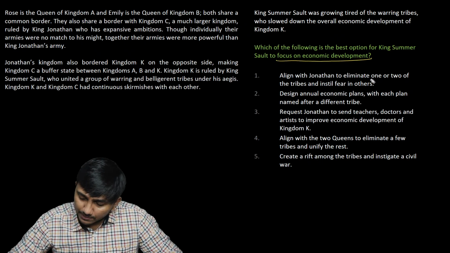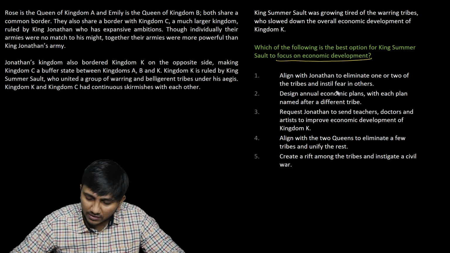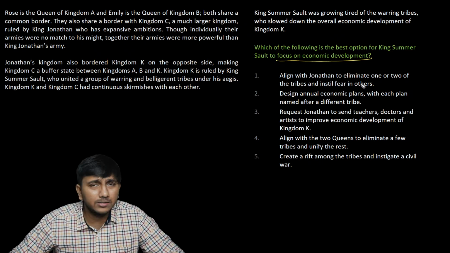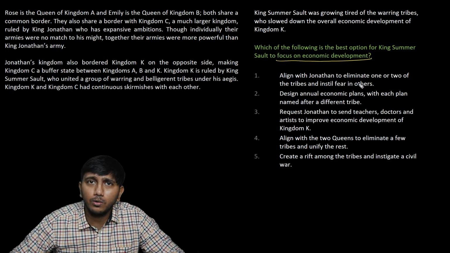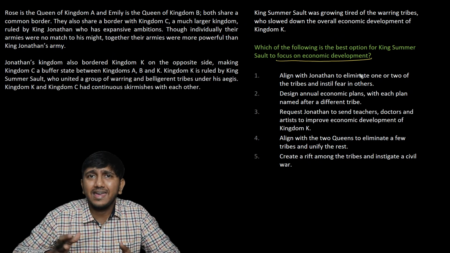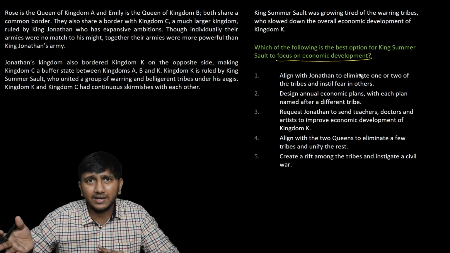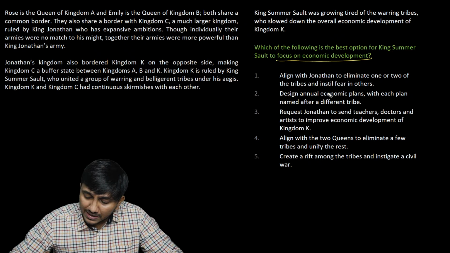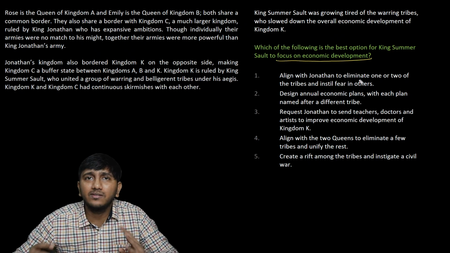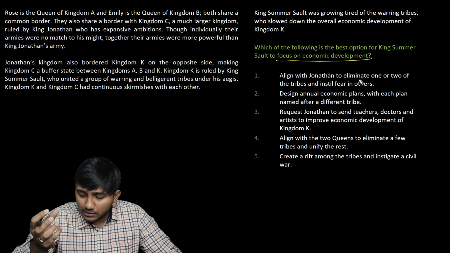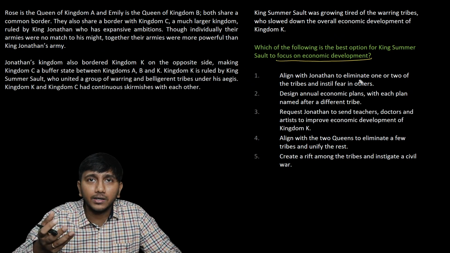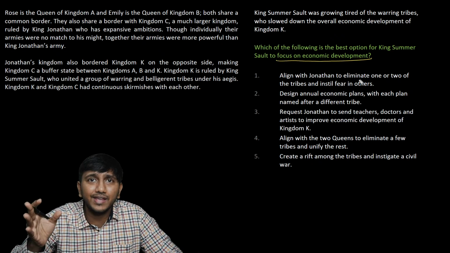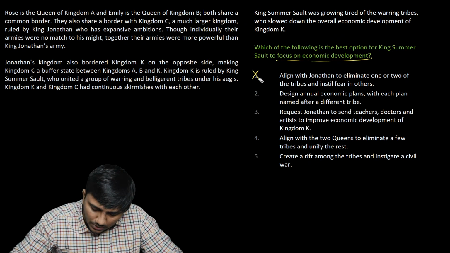Align with Jonathan to eliminate one or two of the tribes and instill fear in others. Okay, it's possible that Jonathan doesn't care about what's happening with King K and Kingdom K and the tribes. So Jonathan might not even be interested in aligning with this particular king. And instill fear in others. Okay, fine, you instill fear in others. How are you going to concentrate on economic development? You have just instilled fear, so it still doesn't answer the economic development point. So one is ruled out.